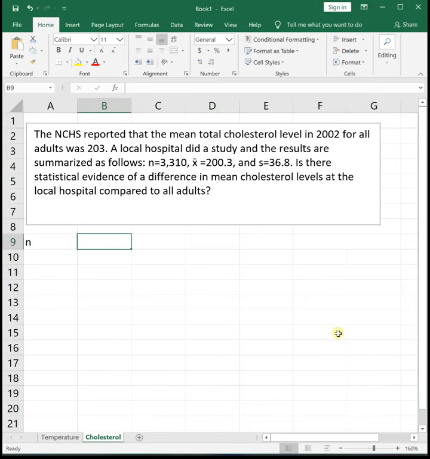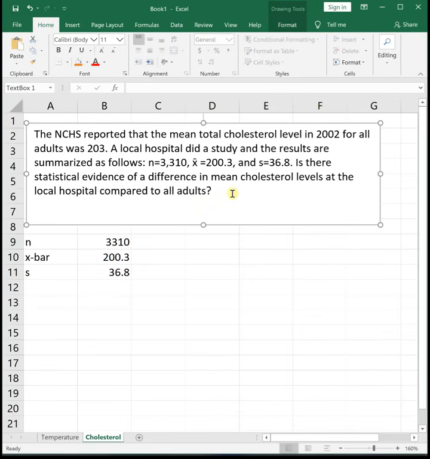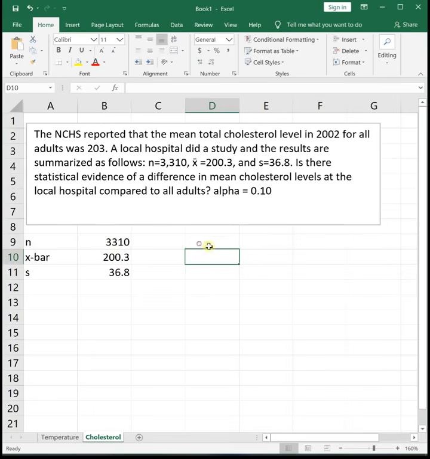All right, so what do we know? We know n is 3310. We know x bar is 200.3. s is 36.8. And I don't think I actually wrote it on here, but let's do this one with alpha equals 0.10. Somehow I forgot to put that on here. So we're going to work with this one with alpha equaling 0.10.